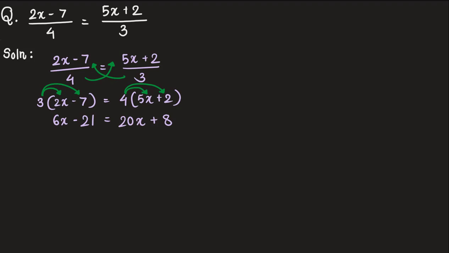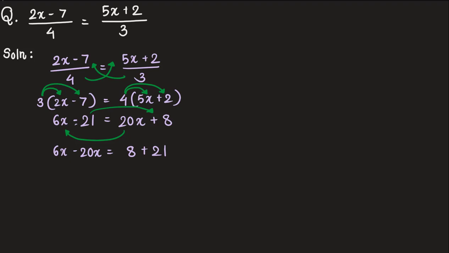Now we will start taking the like terms on one side and unlike terms on the other side. So 6x minus 20x is equal to 8 plus 21. The minus goes to this side and becomes plus, and the plus goes to the other side and becomes minus. Now we will start calculating. So 6x minus 20x.